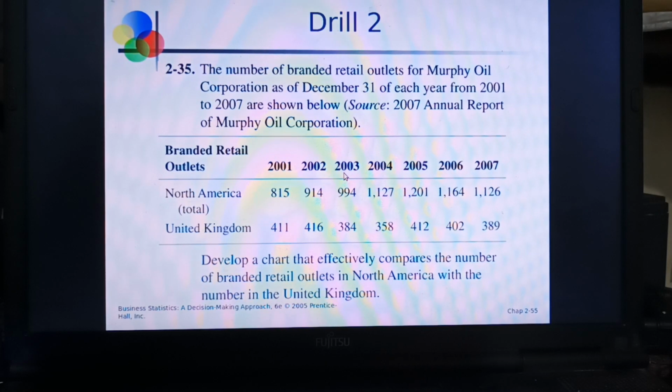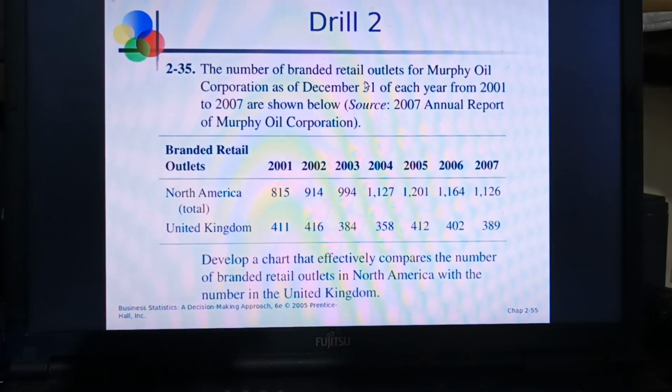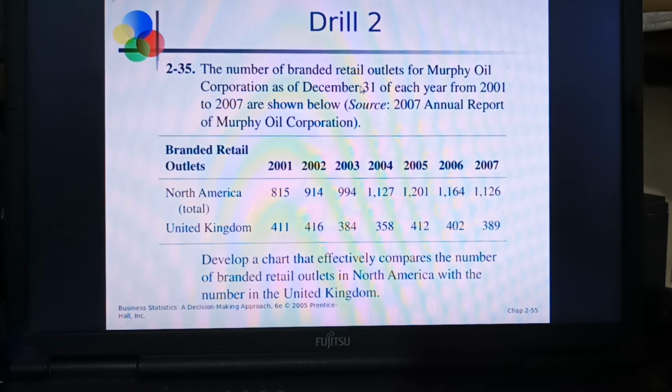This one as well, drill 2. The number of branded retail outlets for Murphy Oil Corporation as of December 31 of each year from 2001 to 2007 are shown below here.